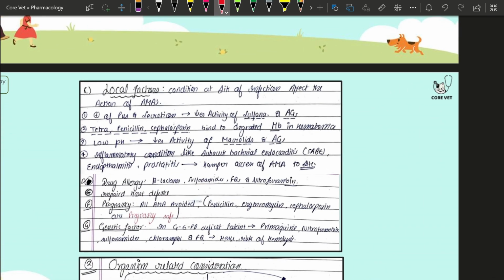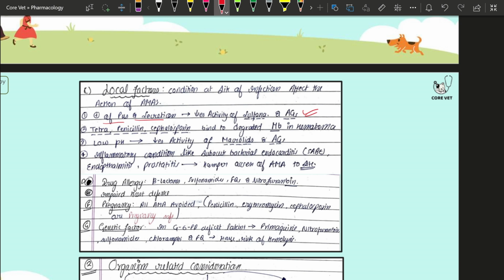Moving forward with the local factors. So what are the local factors? The application of any antimicrobial agent is also dependent on local factors. Whenever there is a pus condition or a secretion condition, the pus and the secretion will reduce the activity of the sulfonamide and the aminoglycoside. So the usage of aminoglycoside and sulfonamide should be considered before, if there is a pus or secretion condition, because it will reduce their efficacy.